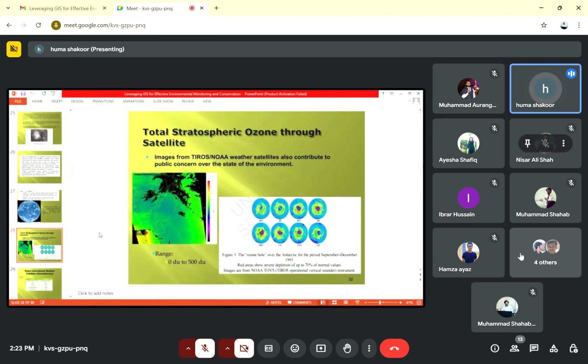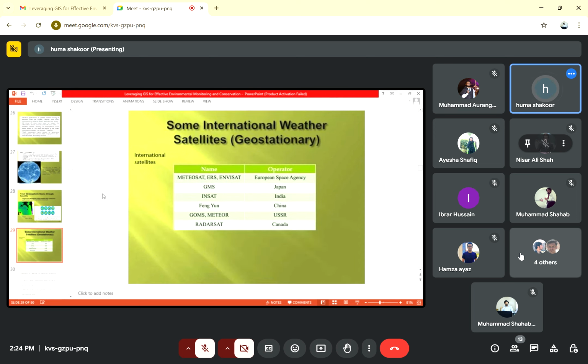How to monitor the total stratospheric ozone through satellites. Images from the TIROS NOVA weather satellite also contributed to public concerns over the state of the environment. The TIROS and NOVA satellites are used to sense the conditions of the ozone molecules in the stratosphere and give the data to the satellites.